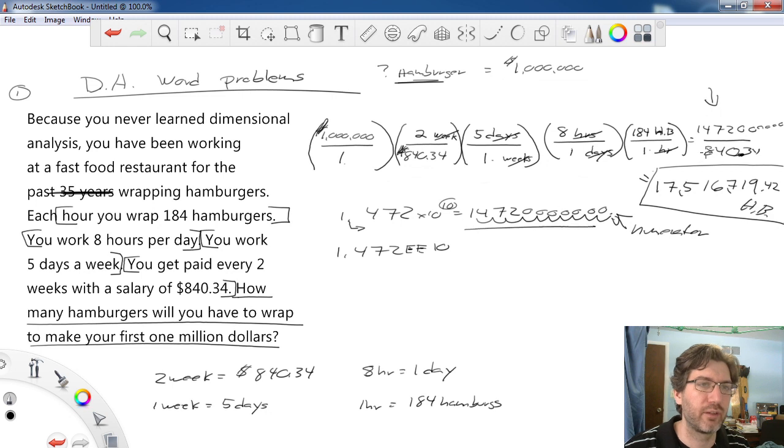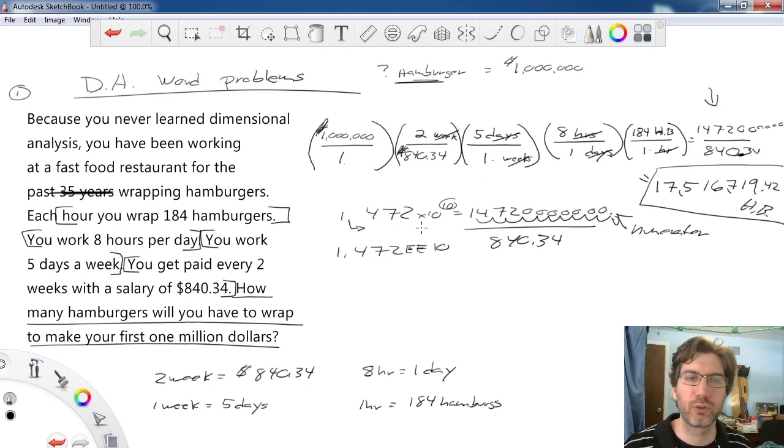You're going to take that and divide it by your denominator, which is 840.34. So I would double check that. Again, your final answer is 17,516,719.42. I mean, if you want to round it, you can round it.